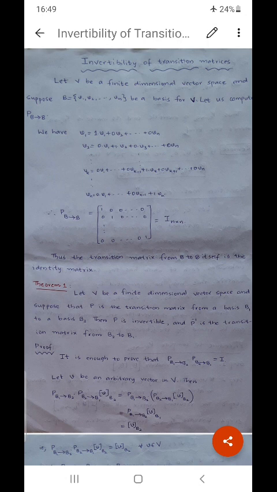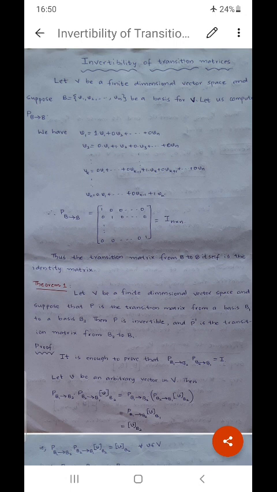Then let us compute the transition matrix P from B to B. So if there is no change in the basis, then what will be the corresponding matrix? Obviously it is the identity matrix. By writing the linear combination of the elements of B as the linear combination of elements of B itself, we have V1 equal to 1 into V1 and all other coefficients zero. V2 equals 0 V1 plus 1 V2 plus 0 V3 plus etc. plus 0 Vn, and so on. Vn equals 0 V1 plus etc. plus 0 Vn minus 1 plus 1 into Vn. Therefore the transition matrix from B to B itself is the identity matrix. So this is one crucial observation for the next theorem.